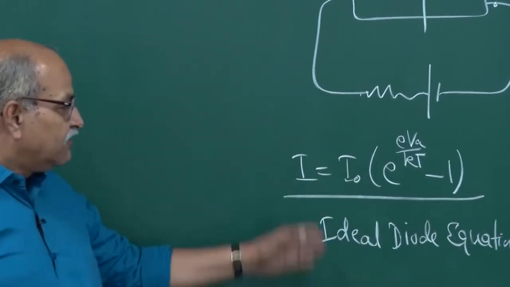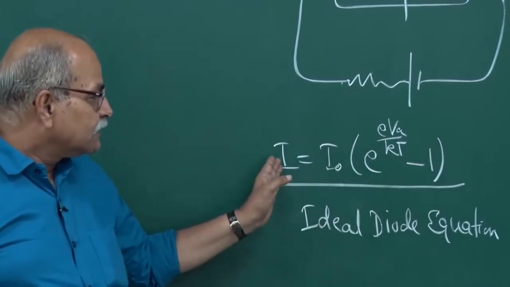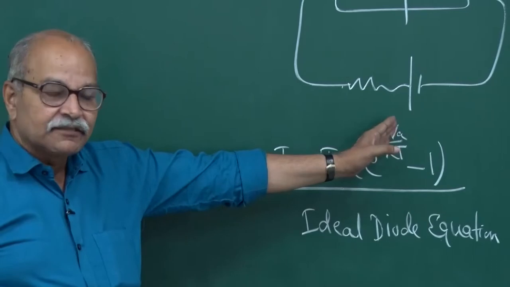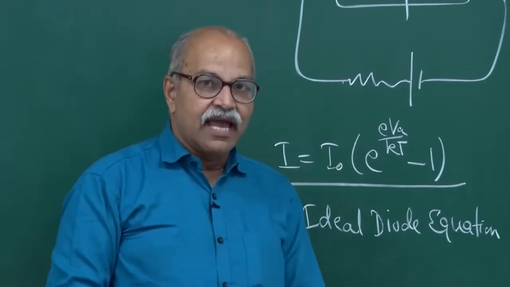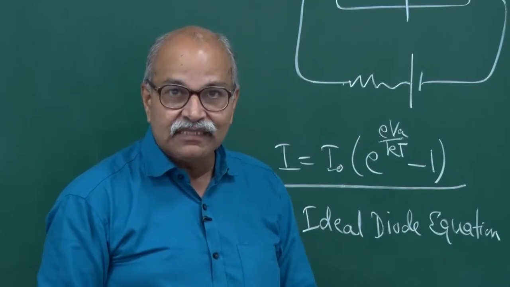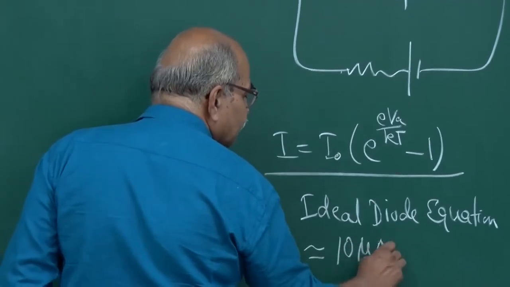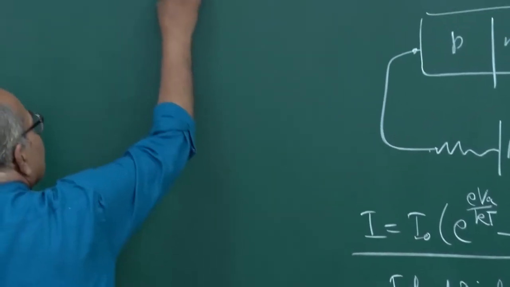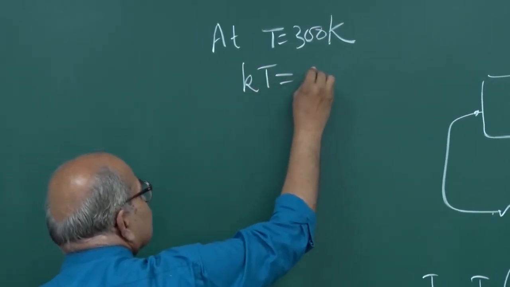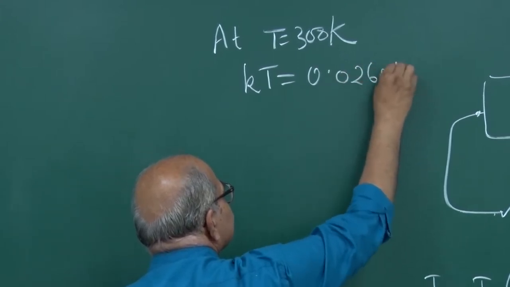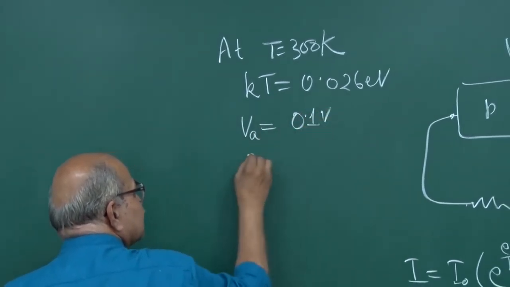Now, before proceeding further, let me just give numerical values of this quantity for different values of applied voltage. This I naught, which is the diffusion current and same as drift current if there is no biasing, is typically a few microamperes. So let's say 10 microamperes. And at room temperature, at T equal to let's say 300 K, this kT is 0.026 eV.